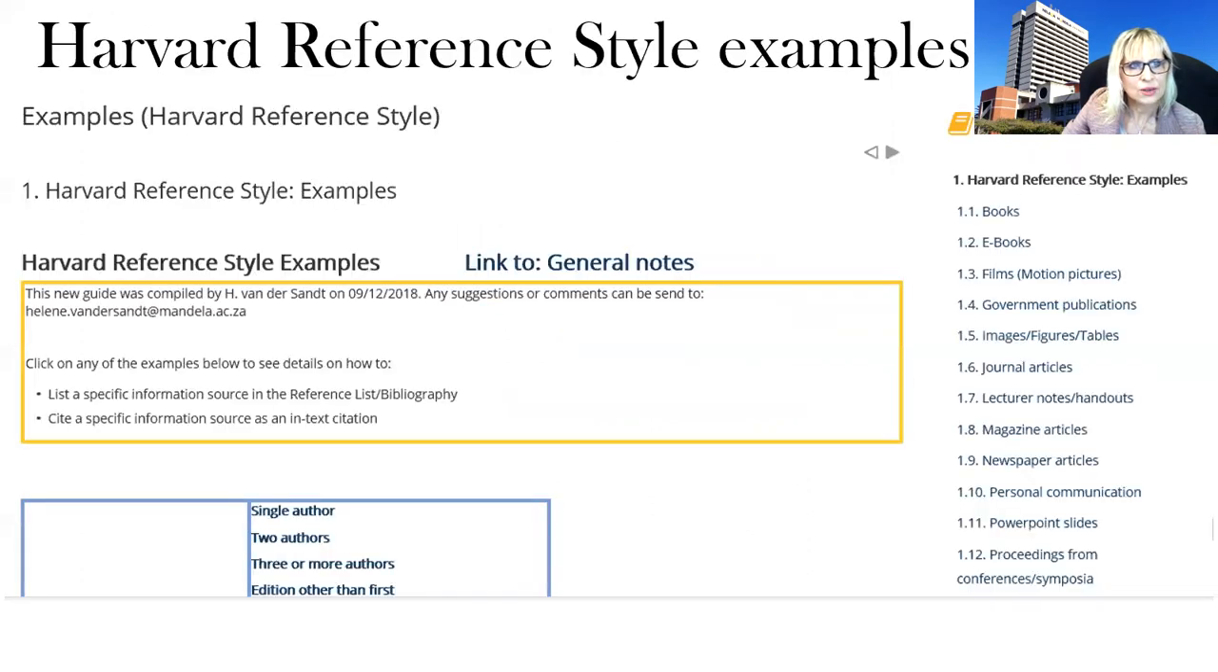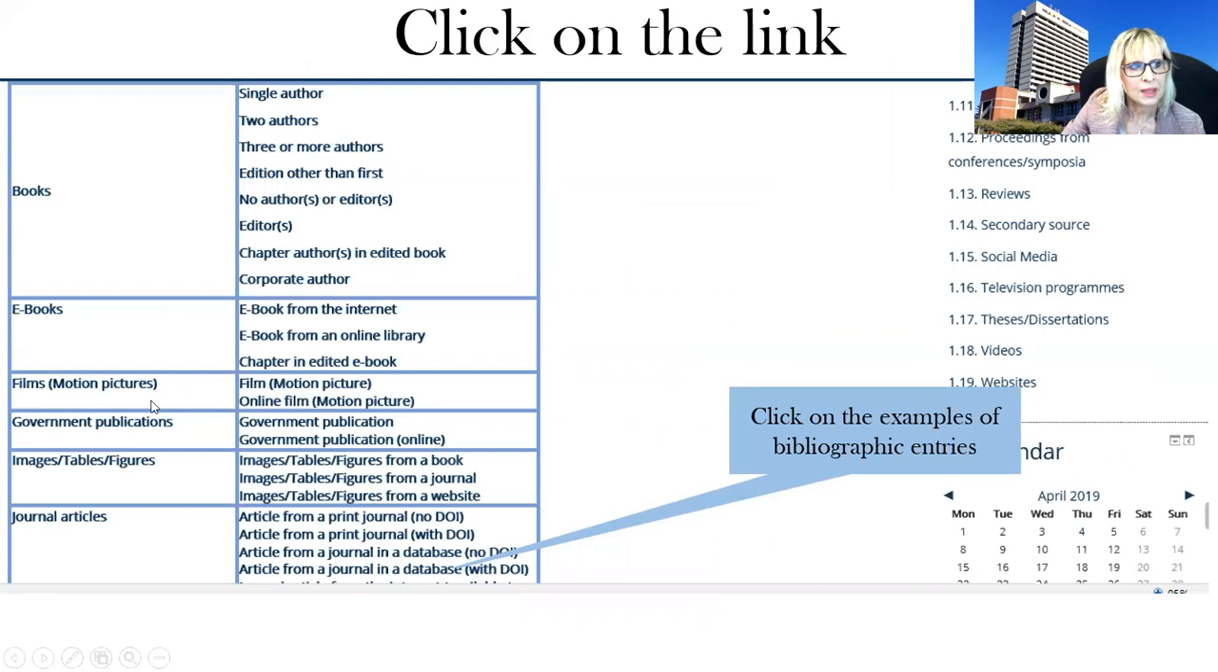Then you get to the bibliographic reference examples. If you scroll down, you will see them. These are examples for books, ebooks, and other bibliographic entries as well, and then journal articles. So we will go to the one from the database with the DOI.